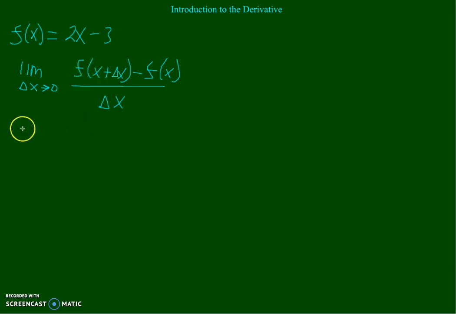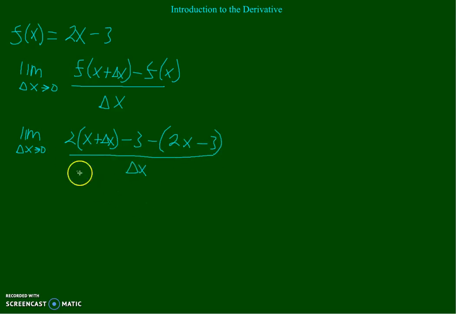So to make this substitution, the limit as delta x approaches 0. Now here we're going to take the x plus delta x and put it in for x. 2 times x plus delta x. You can see the substitution here. Minus 3 minus f of x. Now I like to use parentheses a lot just to avoid making simple sign errors, all over delta x.